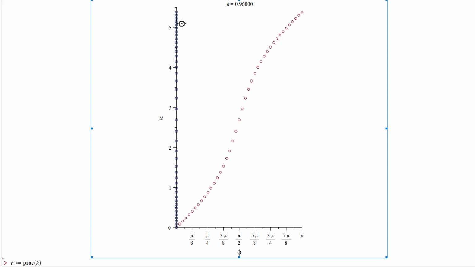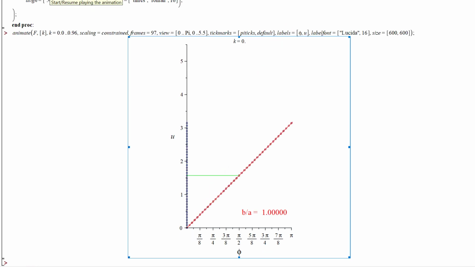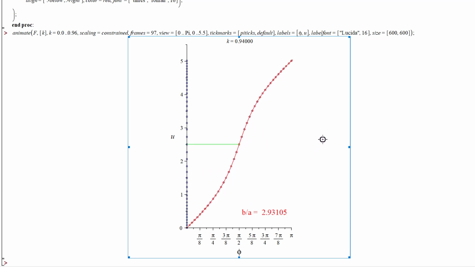So this is how u gets stretched. I graphed it both along phi, so you can see it with phi, but then also just vertically so you can see the stretching that way. Again, if I look at b over a for the ellipse, and this always goes to pi over 2, that's where the maximum stretching will be, right here at the green. So at 0.96, b over a is actually 25 over 7. So a nice little Pythagorean triple there.